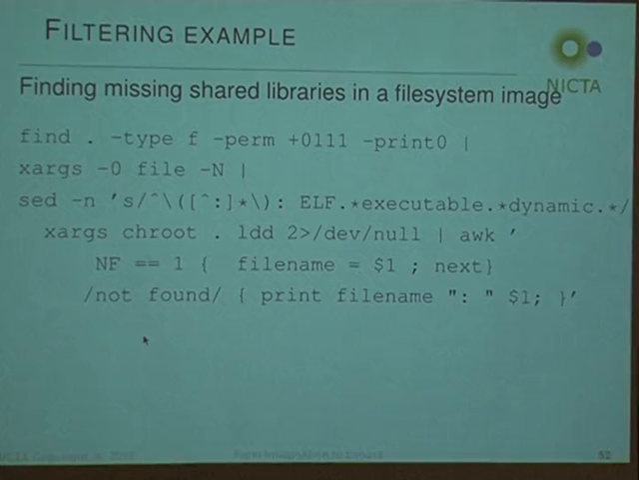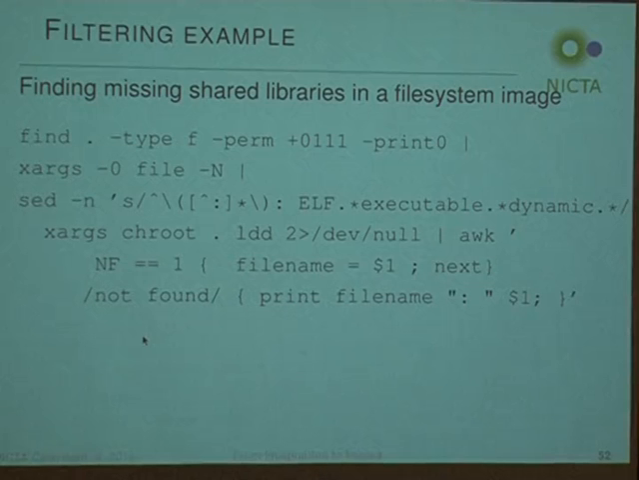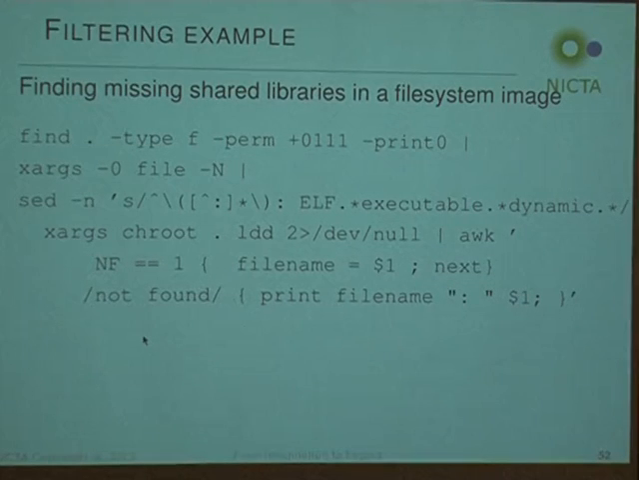So the output of file -n is file name, colon, file type. In this case, we want some kind of ELF executable which is dynamically linked. We don't care about the statically linked ones. And then we'll pipe that through xargs, and this changes into the current directory, so we can use ldd in the new file system. And dig out using awk, looking for "not found" and print the file name and the library that's missing.